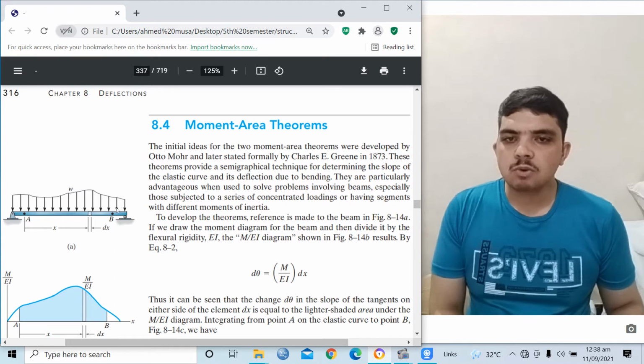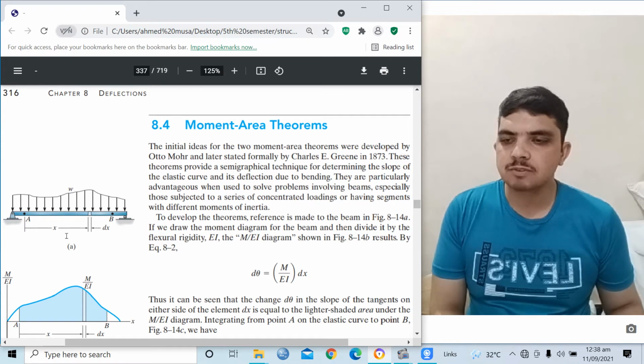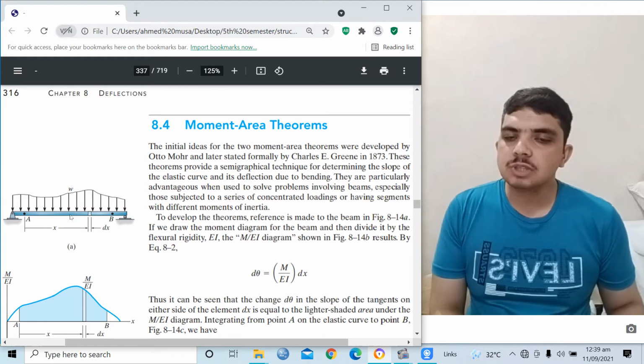Now, if we consider the deflection of the beam, due to this load which is acting downward, at the center there will be maximum deflection or maximum displacement of the beam. The beam is displaced from its original position. Due to this, deflection occurs in the beam.